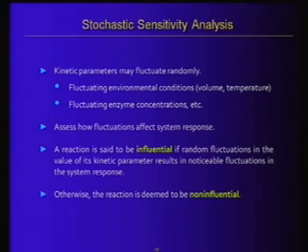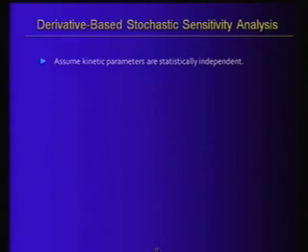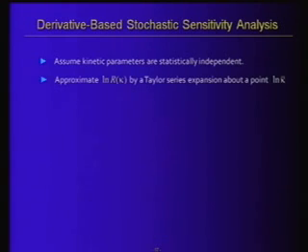And then we're going to call a reaction influential if random fluctuations in the value of this kinetic parameter result in noticeable fluctuations in the system response. Otherwise the reaction will be assumed to be non-influential. This is how we're going to do that. People have tried to do that by making various assumptions. One big assumption is that the kinetic parameters are statistically independent, but they are not, as I told you.